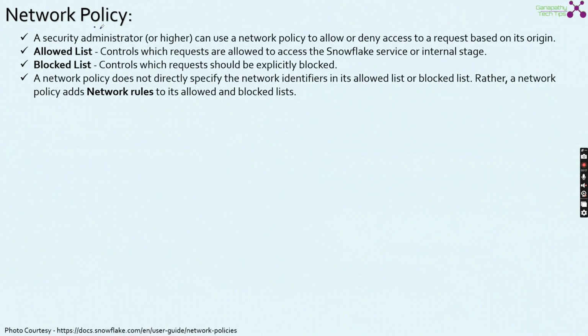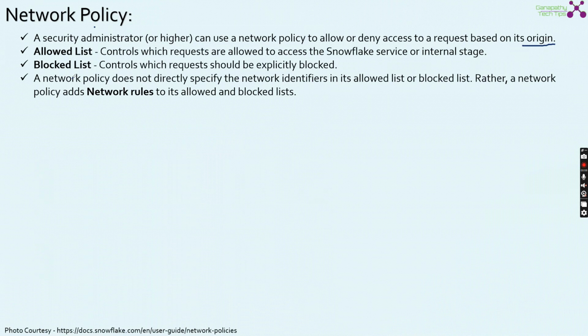A network policy, what is a network policy all about? It is all about a firewall mechanism which we can implement within the Snowflake. What is a firewall? Firewall meaning what? We can allow something, we can deny something, as simple as it is, right? So a security administrator can use the network policy to allow or deny access to the request based on its origin. That is very important. Origin can be of any form. Origin can be an IP address, origin can be a region, origin can be anything. We can specify many sorts of things as an origin.